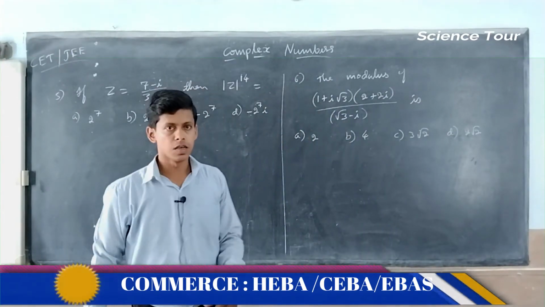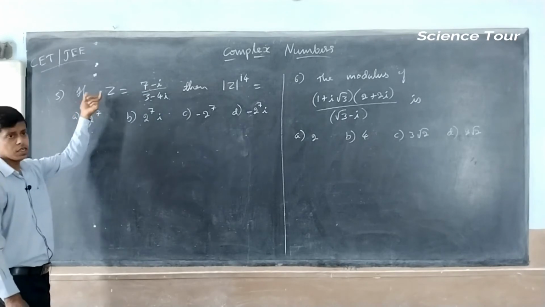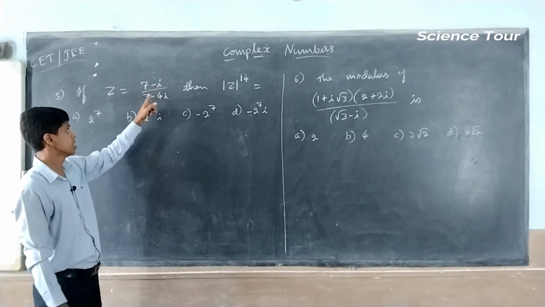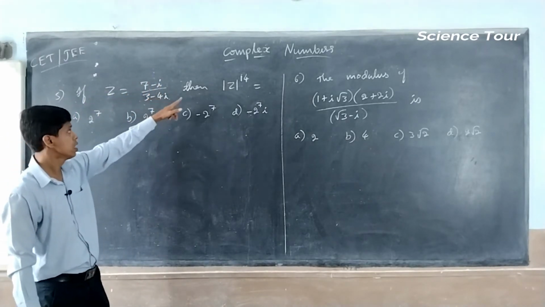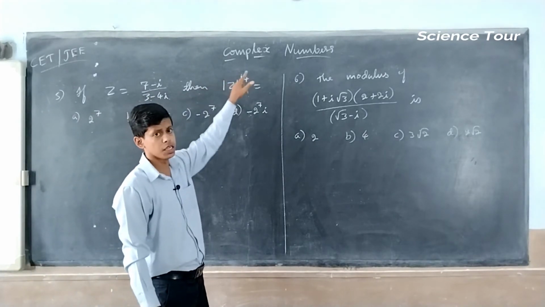Hello dear students, let's look at question number 5. If z is equal to 7 minus i divided by 3 minus 4i, then find the modulus of z raised to 14.